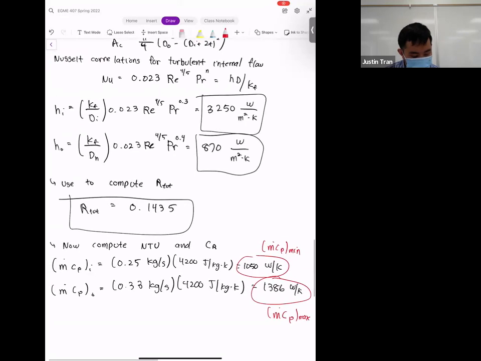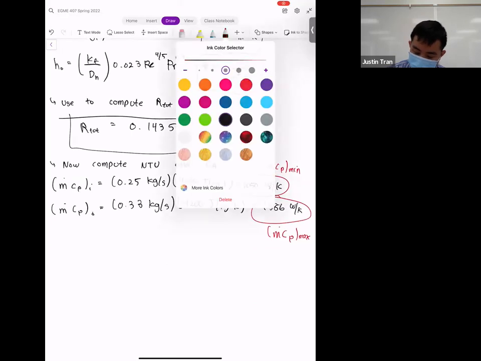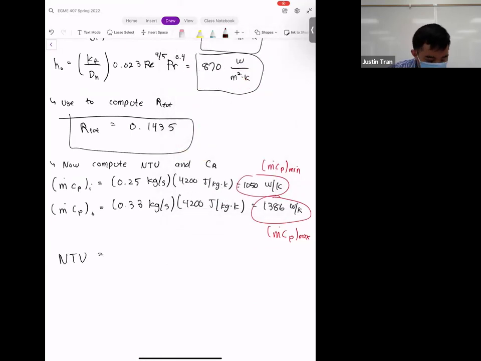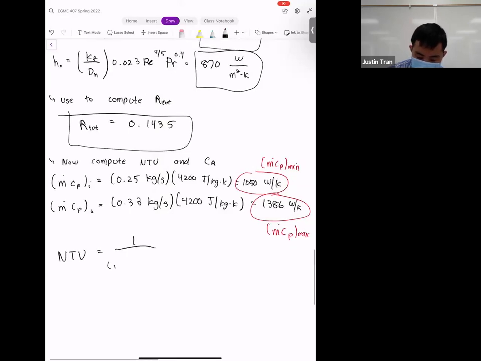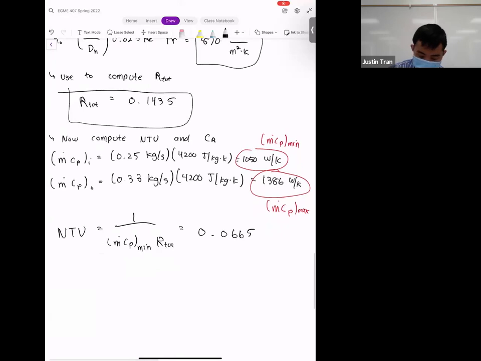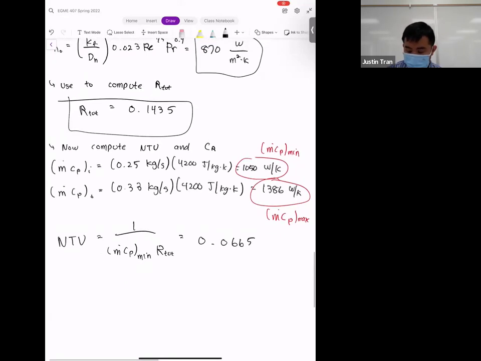Okay. So now that all of that's done, we kind of just have a cascade of plugging and chugging. First, let's compute NTU. NTU here is 1 divided by m dot C_p min multiplied by our total resistance. And so we do this, we get 0.0665. Okay, so that's our NTU. Our C_R is just the ratio of these two. So C_R is going to be 1,050 divided by 1,386, and that's going to be 0.758.